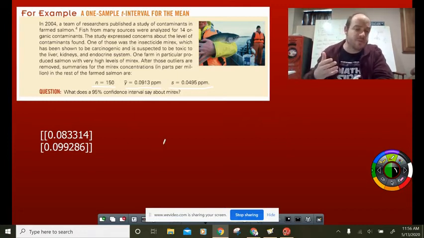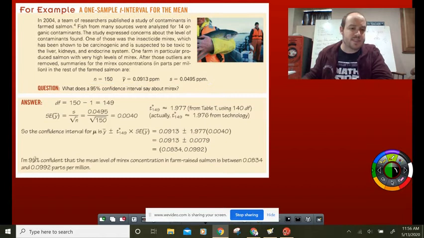So we would look at that, we would be able to come up with that we believe the true mean to be somewhere in between those two numbers, which should look very similar to the final sentence they had. They said, I'm 95% confident that the mean level of murex concentration in farm raised salmon is between the same two numbers, or around what we got, parts per million.